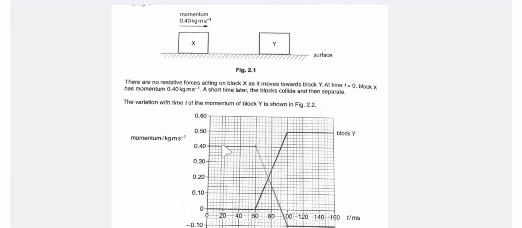And for X, we know that initially it has a momentum of 0.40 kg meter per second. So initially, before the collision, it has a momentum of 0.40. The collision occurs at this time.